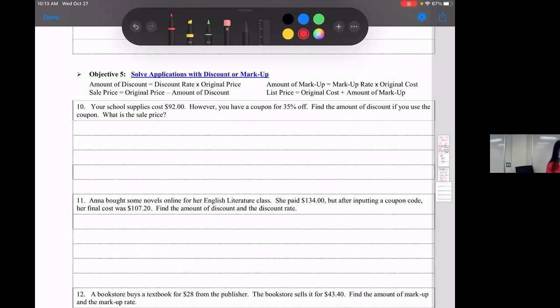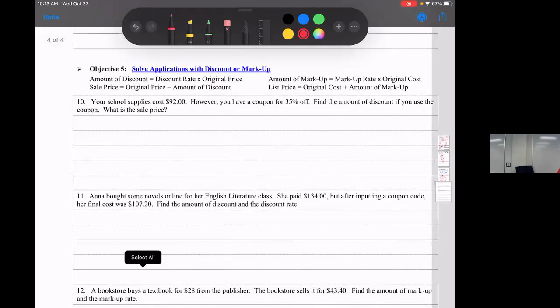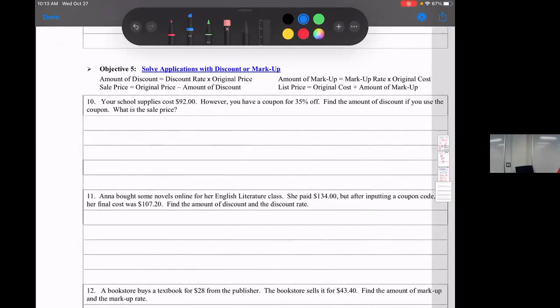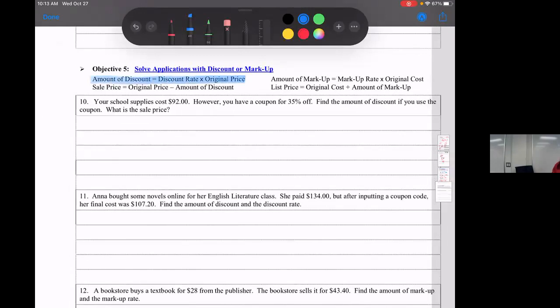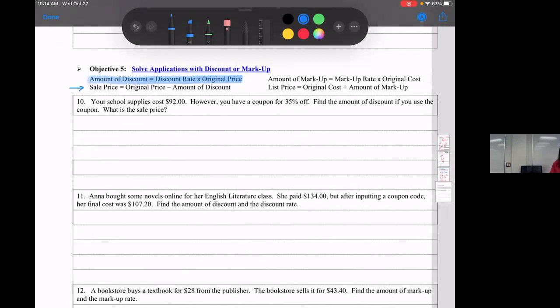All right, objective 5: applications with discount or markup. The amount of discount is equal to the discount rate times the original price. The sale price is equal to the original price minus the amount of discount. Makes sense, right? If you go into a store and you see a shirt for $40 with a 40% sale sign, that's how you get your sale price.